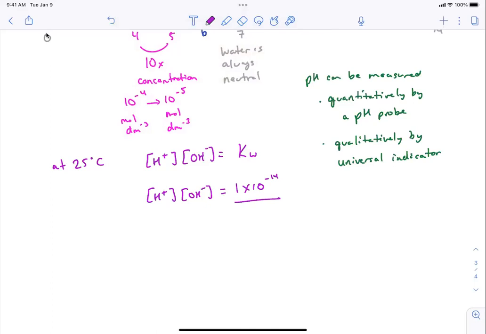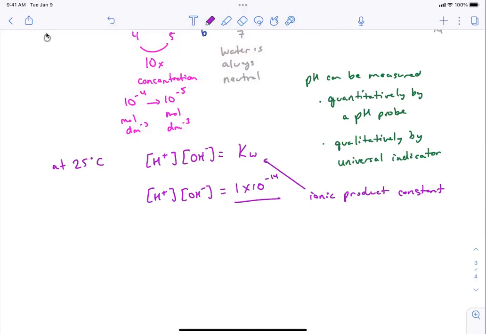And this is called the ionic product constant. It is found in your data booklet, so you don't need to memorize that. For SL and HL, it's in your data booklet. You should know that equation is true.